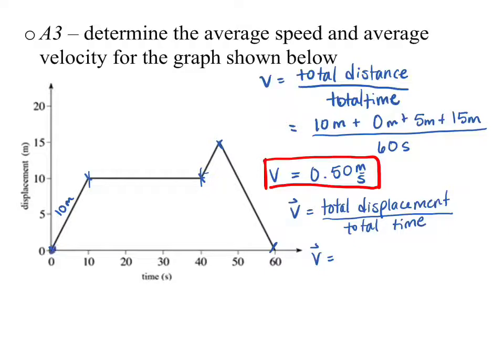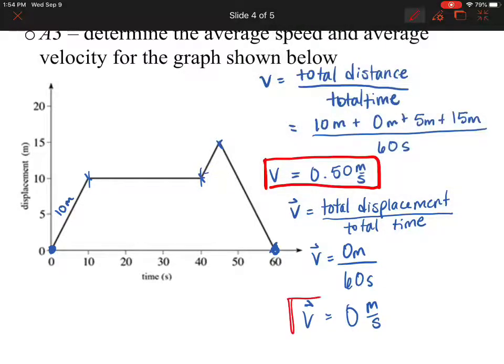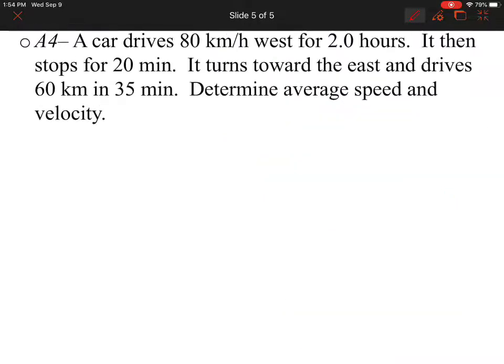Guess what? We start at 0, we end at 0. What's the displacement? It's 0. Okay? It ended at its starting point. So therefore displacement is 0. Total time is 60 seconds, but of course, 0 divided by anything is just 0. So our average velocity in this case is 0 meters per second. And again, that's how you differentiate between velocity and speed. Velocity, we need that displacement over time. Speed, we need distance over time.